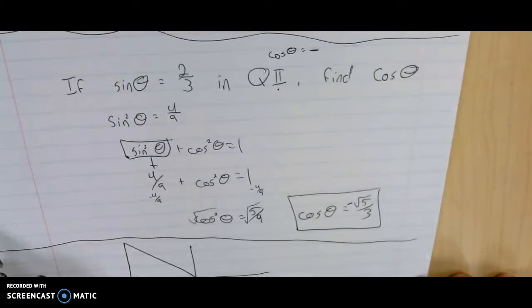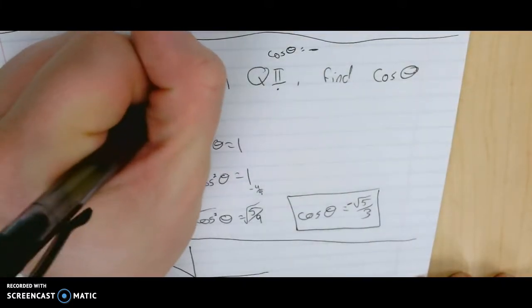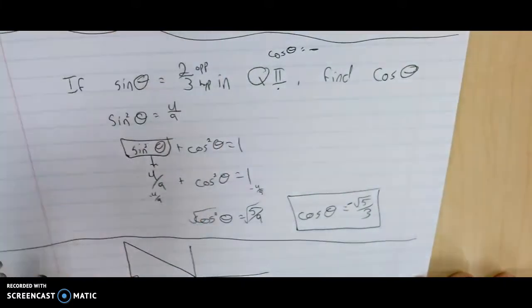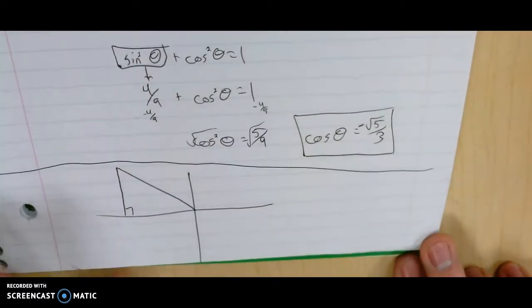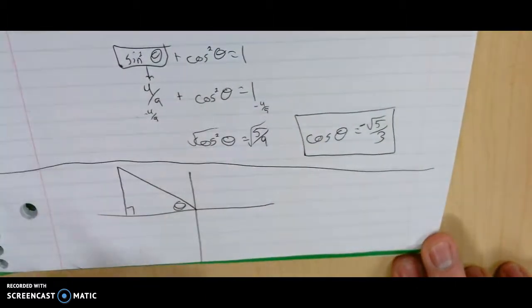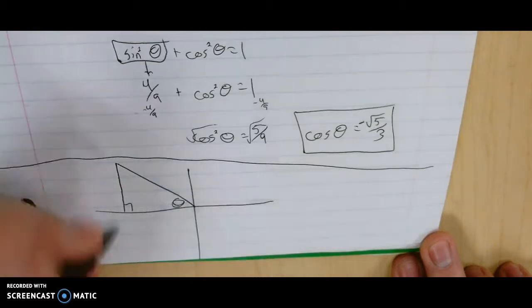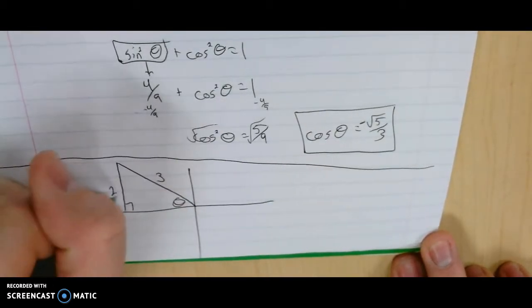They told me that the sine of theta, well, sine is the opposite over the hypotenuse. The sine was 2 over 3. So my theta is always going to be in by the origin. The opposite side was 2. The hypotenuse is 3.